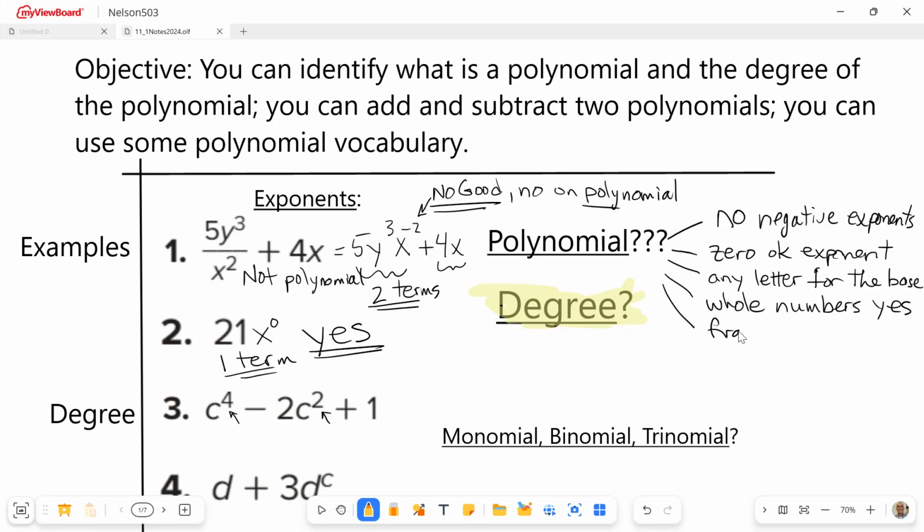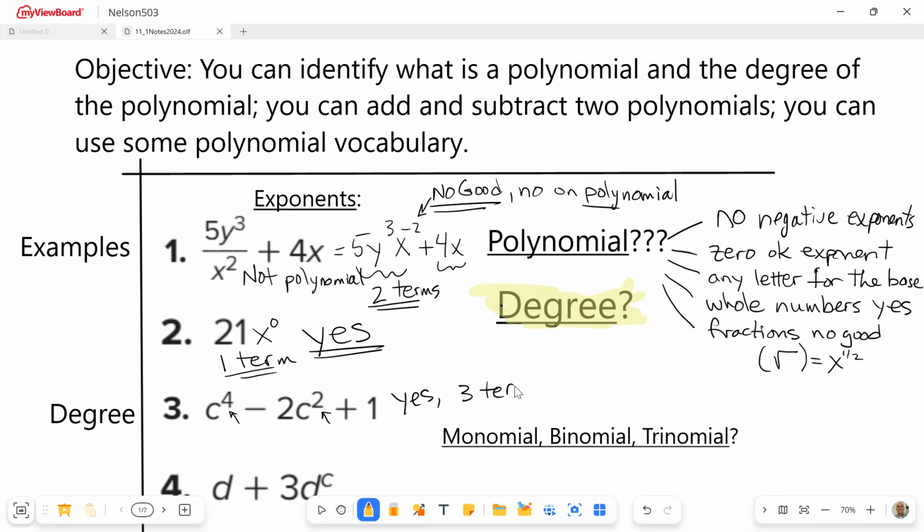Let's put this down while we're at it: fractions, no. You can't have fractions. If something's going to be a polynomial, fractions are no good. So when do we have a fraction? That'd be like a square root sign, right? So let's put that down. A square root sign is a definite giveaway that it's not a polynomial, because that'd be like an x to the 1/2 power. That's no good.